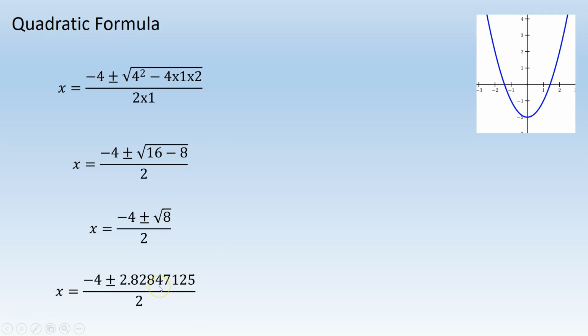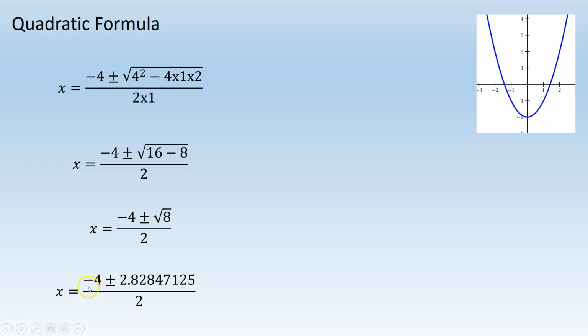So we end up with -4 plus or minus 2.82847125. Now I've left that as it is on my calculator, so that's how it came up on my calculator. But depending on what you're told to work to, 3 or 4 decimal places will be fine. Just read the question. It should specify what your working should be to, but the more accurate you can keep this, the more accurate your answer will be for x.